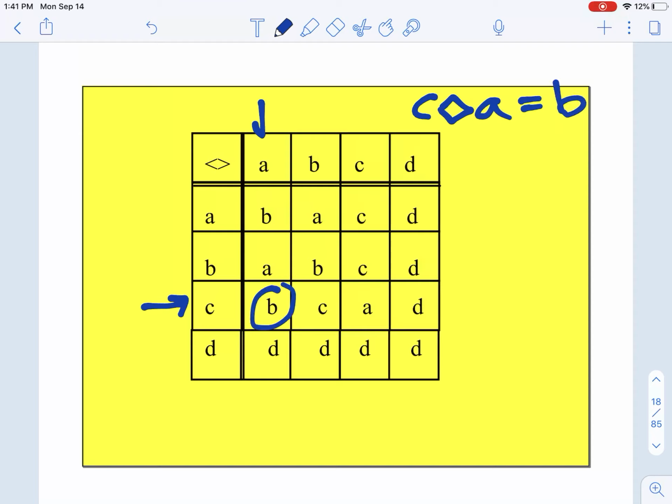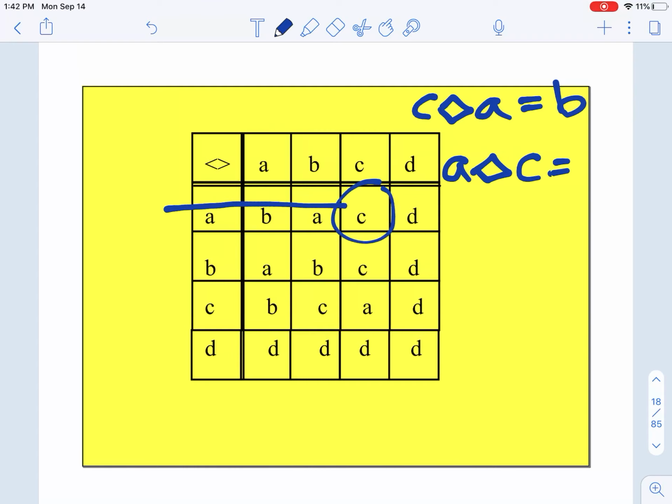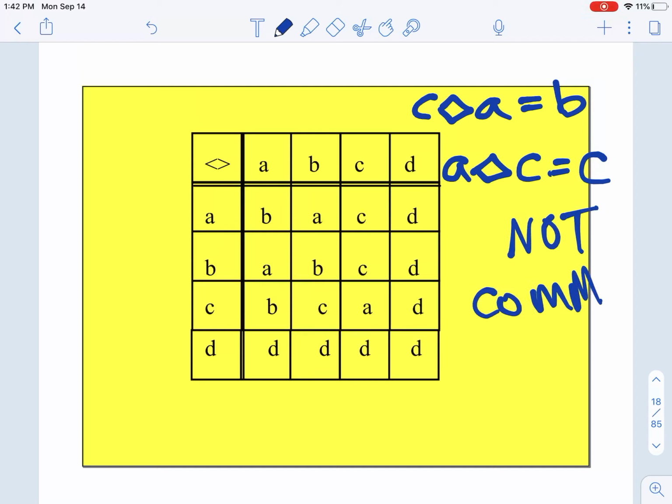Now, I'm curious, if I reverse that order, what would I get? And let's look at A diamond C. So A diamond C, I get C. So does that tell me whether this system is commutative or not? That tells us the system is not commutative because I just changed the order and I got a different answer.